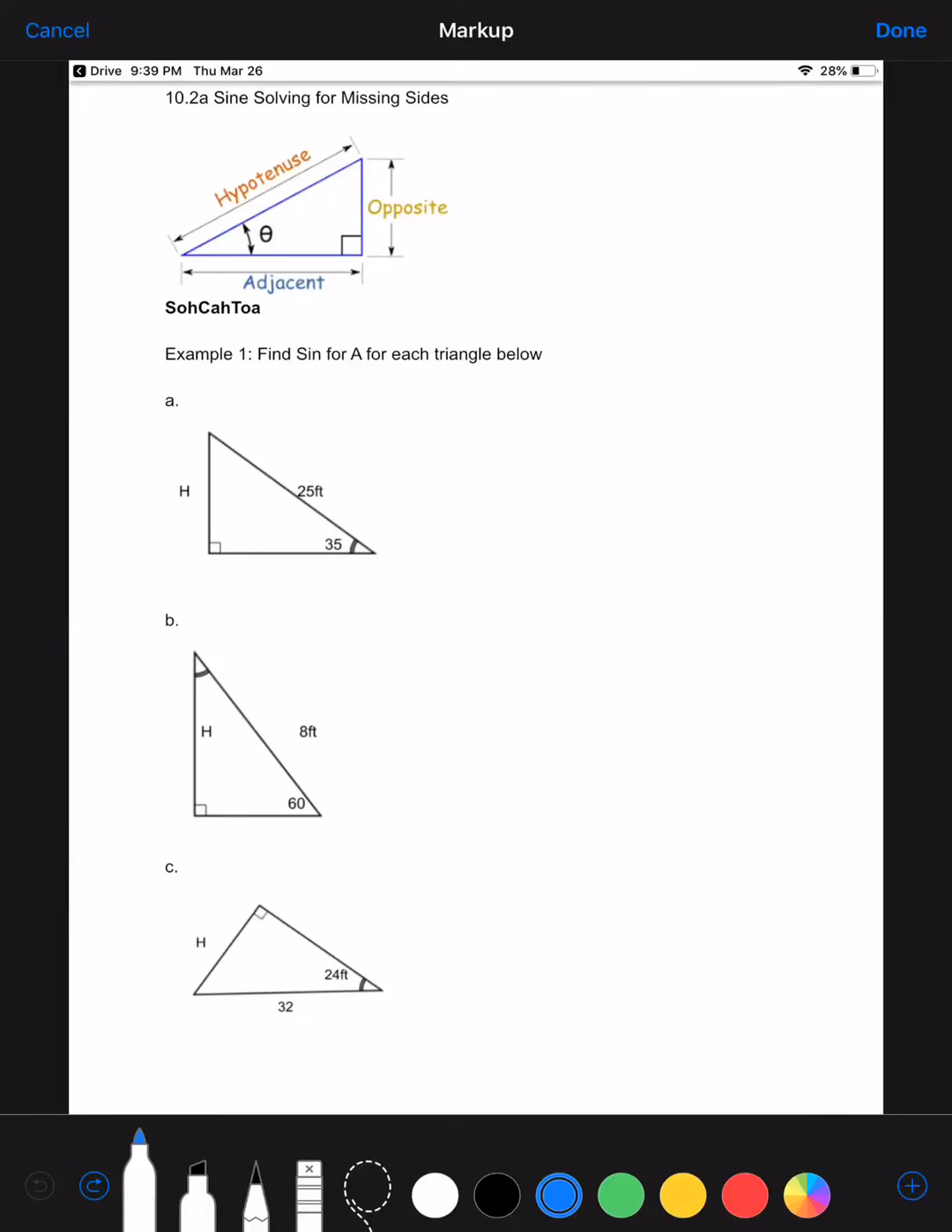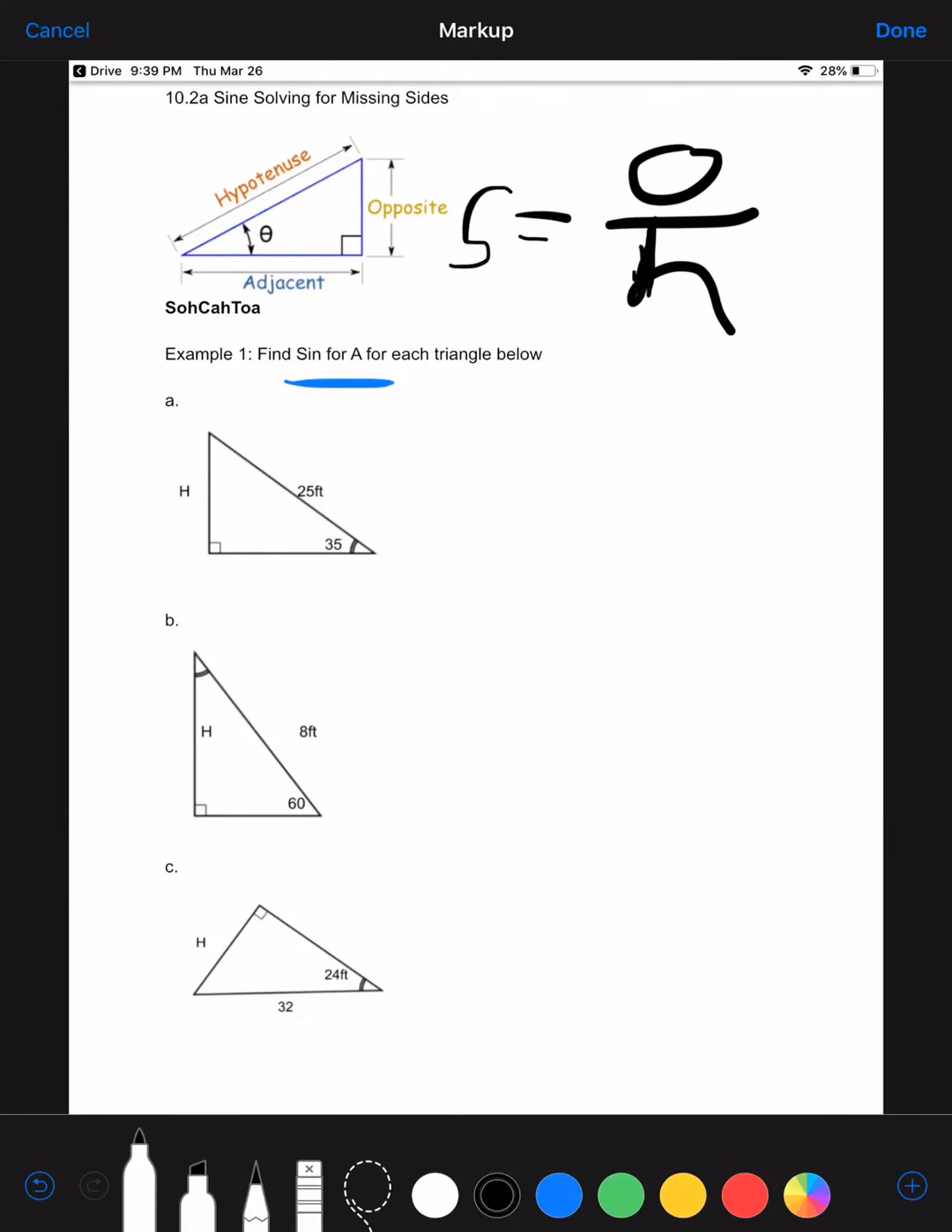So today we're going to be doing more SOHCAHTOA stuff, and I know you guys are super excited about that. But today we're going to be talking about finding missing sides using SOHCAHTOA. We're going to be focusing on sine. So if we remember back to last week, sine is equal to opposite over hypotenuse.